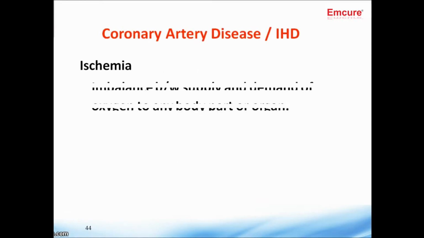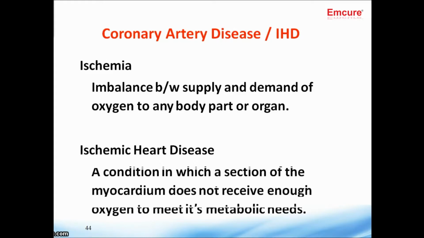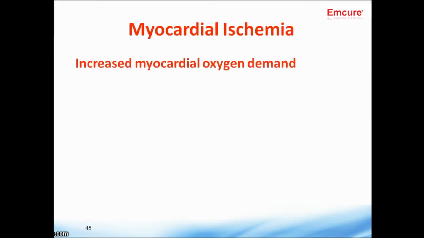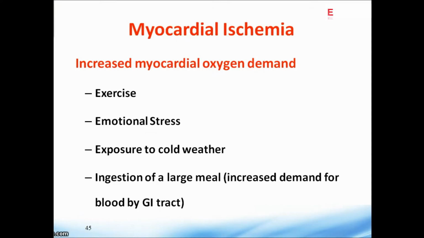What is ischemia and ischemic heart disease? Ischemia is an imbalance between the demand and supply of oxygen to any body part or organ. When it relates to the heart, that is, an imbalance between the supply and demand of oxygen to the heart, then the disease is called ischemic heart disease. So the myocardium is not receiving enough blood, so it is ischemic. There might be an increased myocardial oxygen demand during exercise, during emotional stress, exposure to cold weather, or ingestion of a large meal, which increases the demand for blood by the gastrointestinal tract.